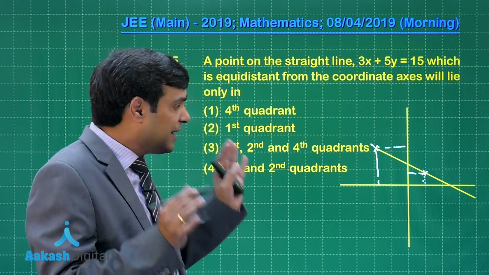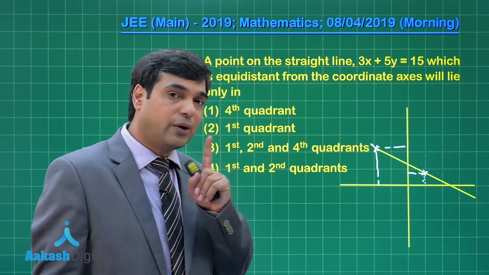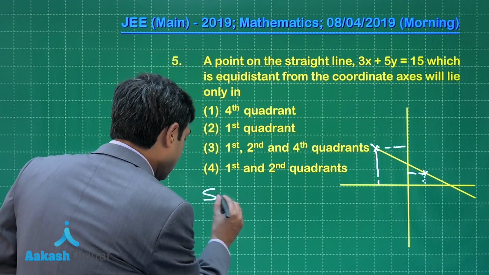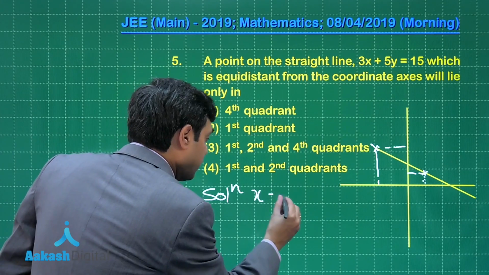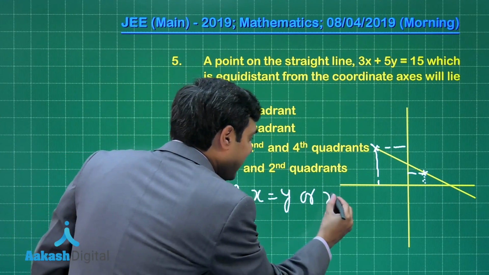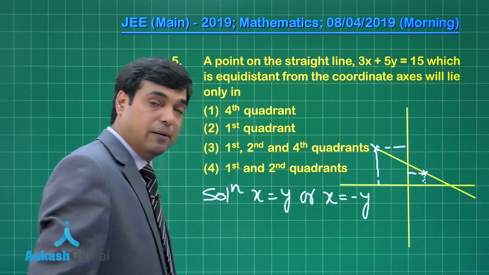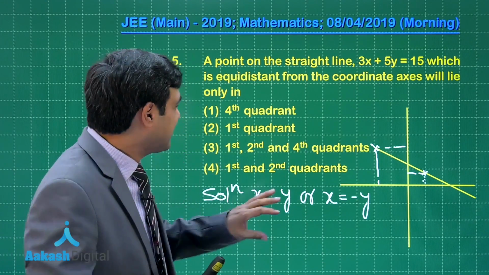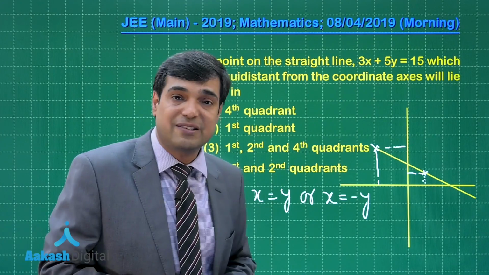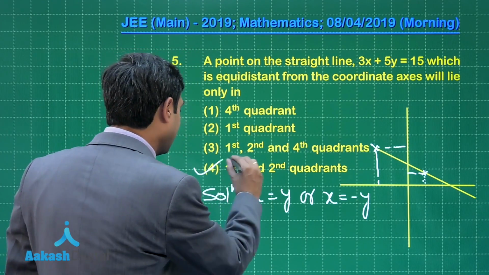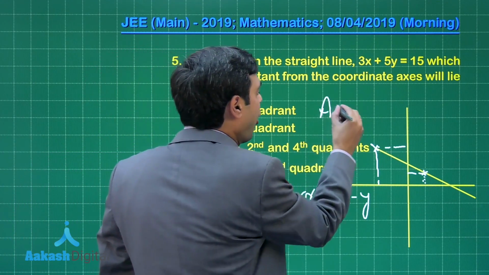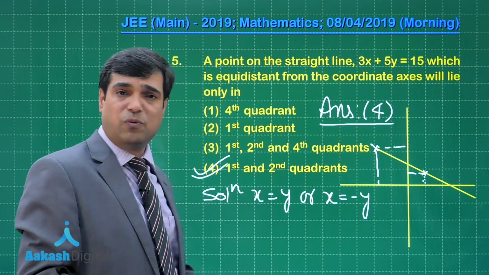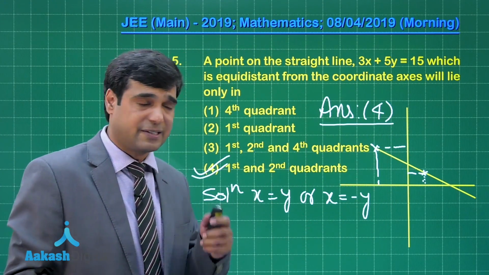How? If it is equidistant, meaning you are talking about the intersection of this line with the line x equals y or x equals minus y, meaning x minus y equals 0 or x plus y equals 0. Substitute it to get the points of intersection as well, or directly we can conclude that the correct answer is option number 4. So I'm sure this is clear. Let's move on to the next one, that is question number 6.